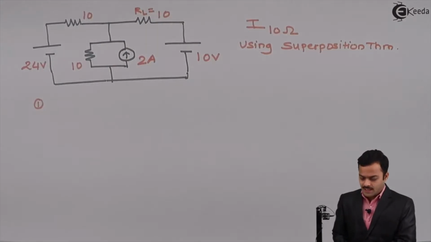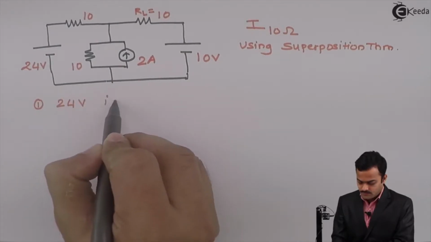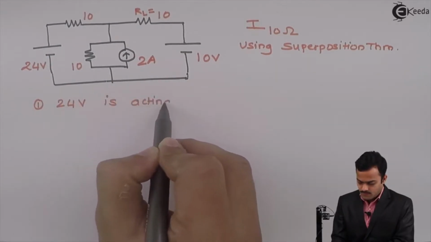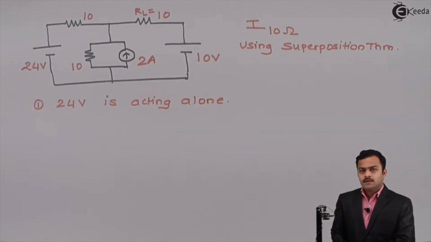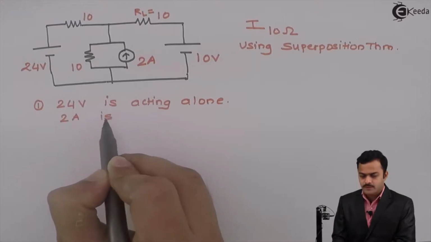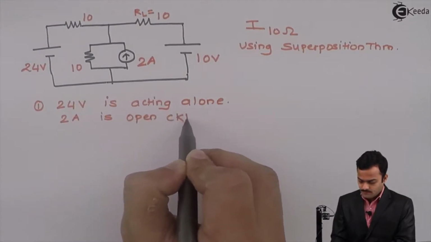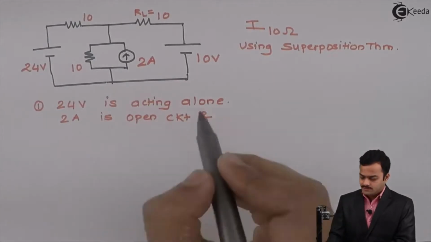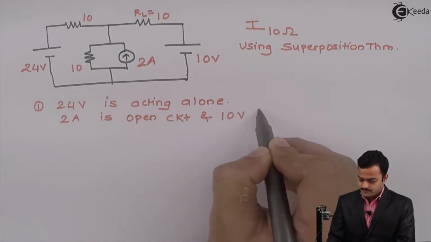So in the first case, I will consider only one source acting alone. So 24 volt is acting alone. If I consider 24 volt acting alone, 2 ampere is a current source, I need to open circuit it. So 2 ampere is open circuited, and 10 volt, a voltage source, I need to short circuit it.